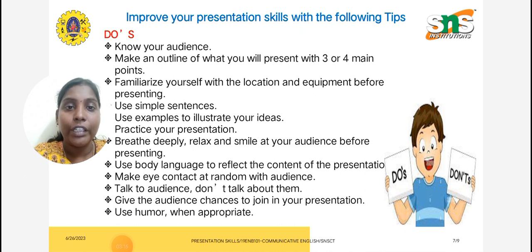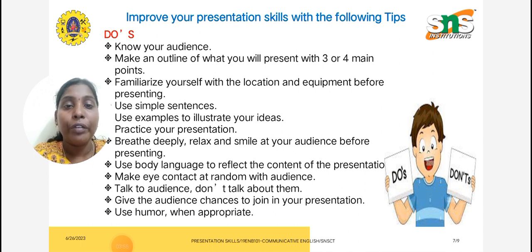Before delivering a presentation, make yourself comfortable, take a deep breath and be relaxed, and use body language which is appropriate to the content you are delivering. And talk to the audience, don't talk about them. Instead of talking about the content again and again, get involved with your audience. Then they can feel free, clarify, or ask any doubts of the presenter.